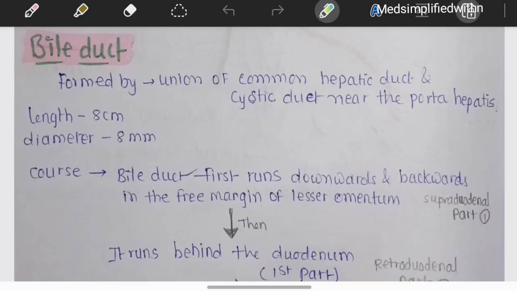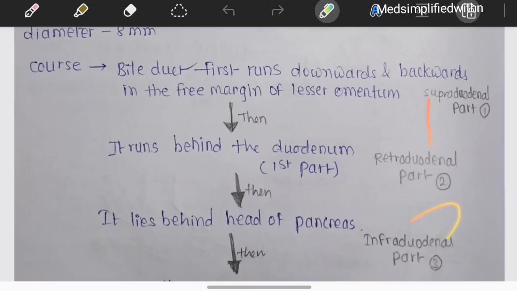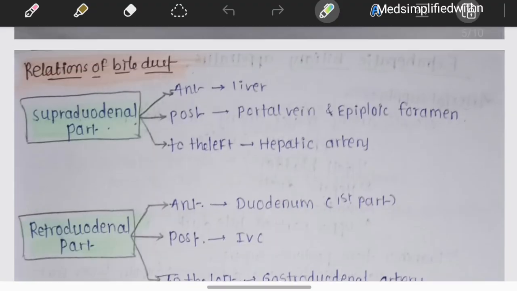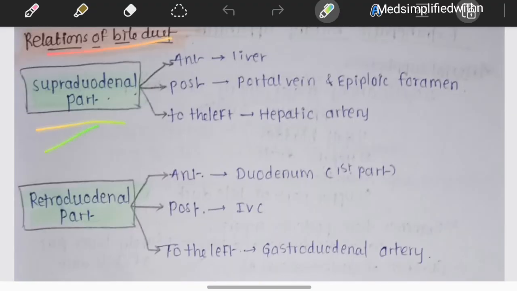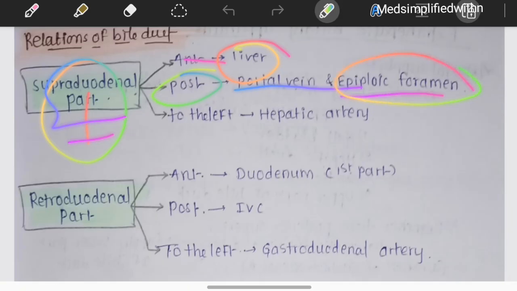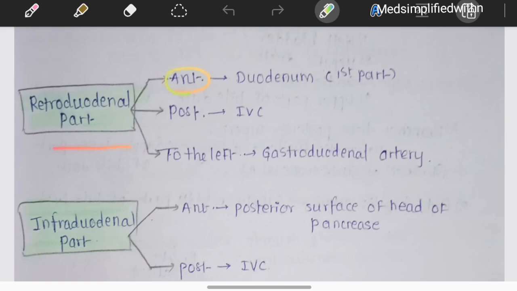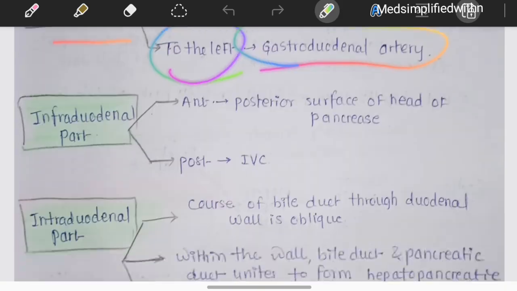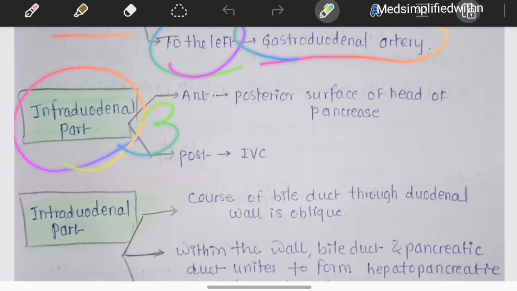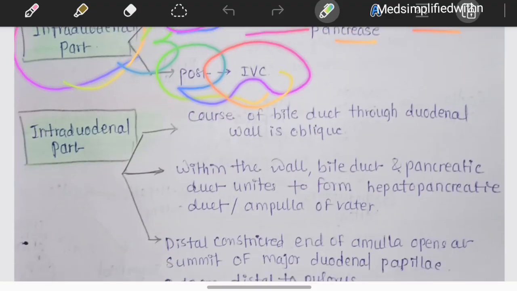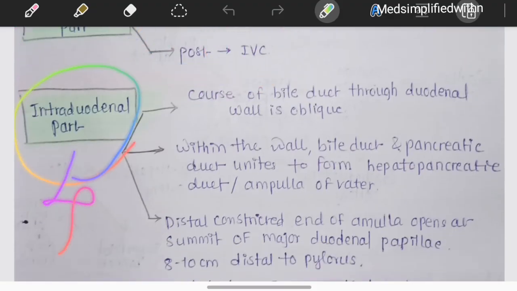The bile duct has 1, 2, 3, 4 parts. Now the relations of the bile duct, part wise. First part is the supraduodenal part, anteriorly related to the liver, posteriorly related to the portal vein and epiploic foramen, and to the left side related to the hepatic artery. Retroduodenal part: anteriorly the first part of the duodenum, posteriorly the inferior vena cava, and to the left side the gastroduodenal artery. Infraduodenal part, which is the third part, anteriorly related to the posterior surface of the head of the pancreas and posteriorly related to the inferior vena cava.